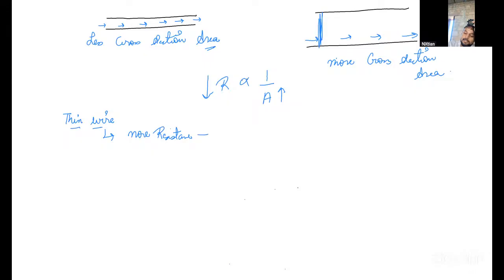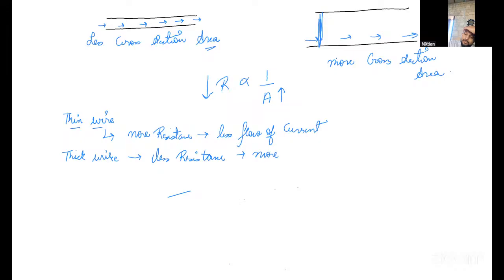So more resistance means less flow of current. Okay, and thick wire means less resistance and more flow of current.